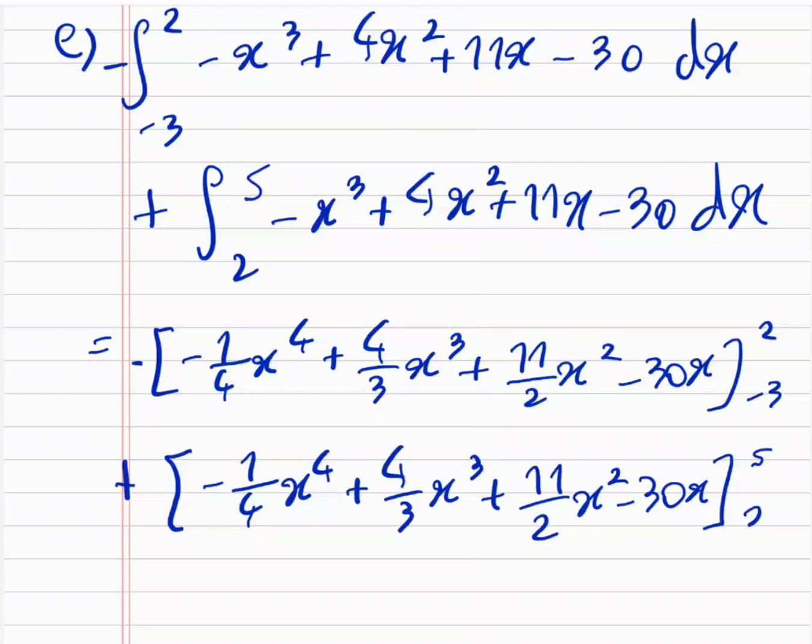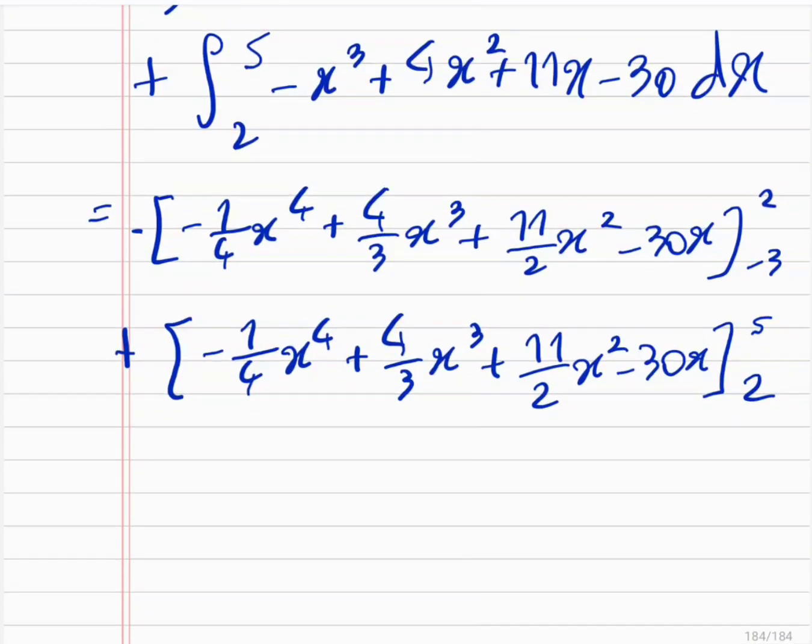So yeah, we just substitute and then solve, and finally the solution, which is the total area, is equal to 863 over 6.